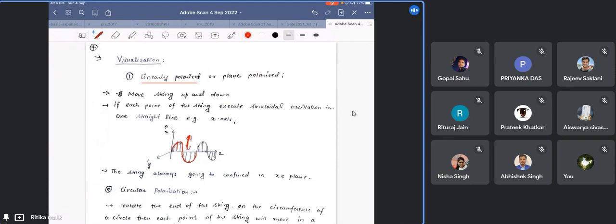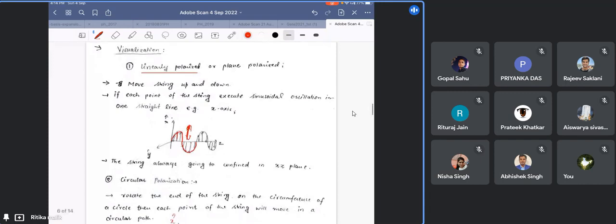So if your point is moving along just one line, then it is known as linearly polarized light. That line could be along x, it could be along y, or it could be at any angle. As long as your point on the string is moving along a line, it will be linearly polarized or plane polarized light, because it will make a plane with your propagating direction.